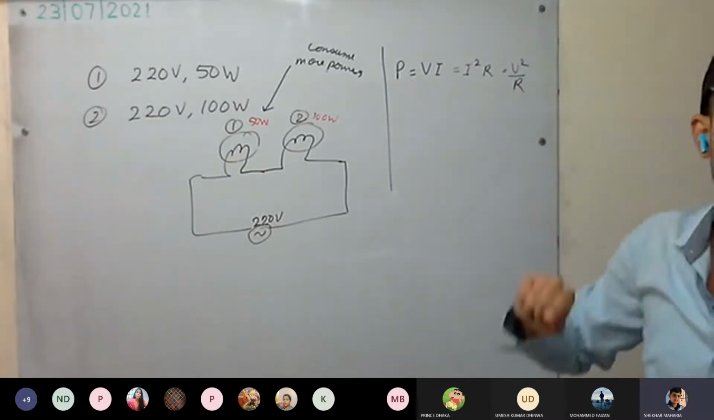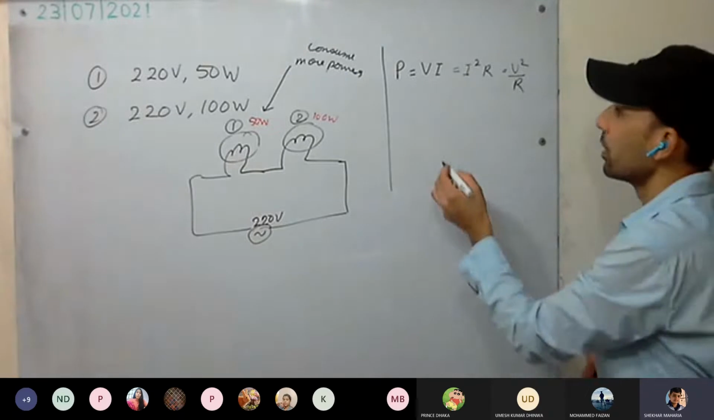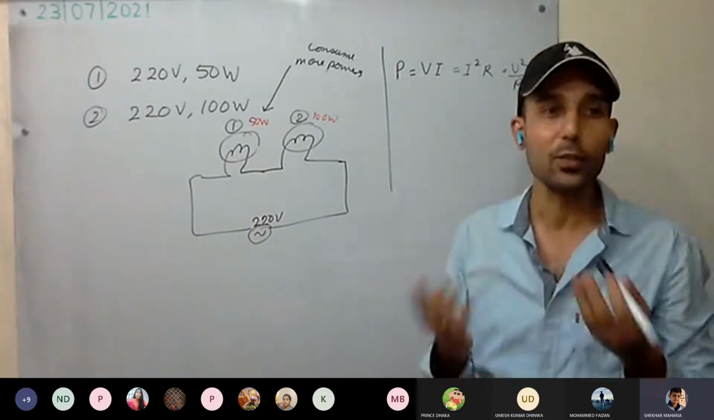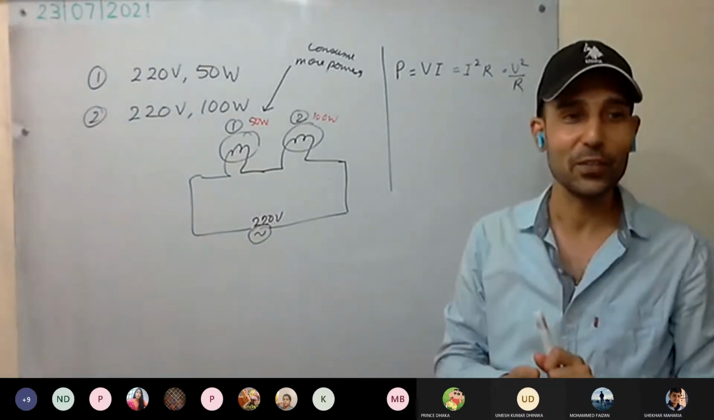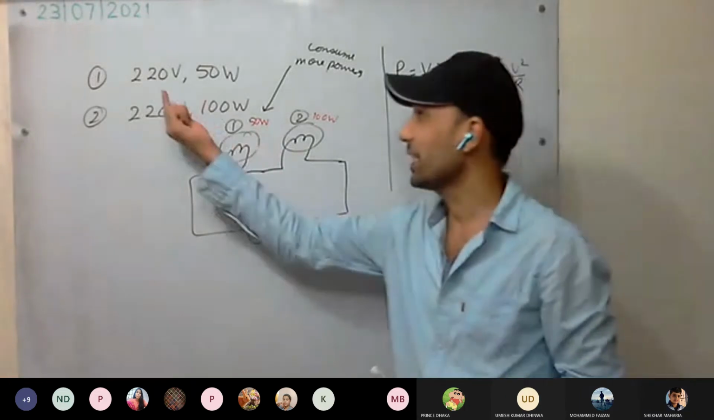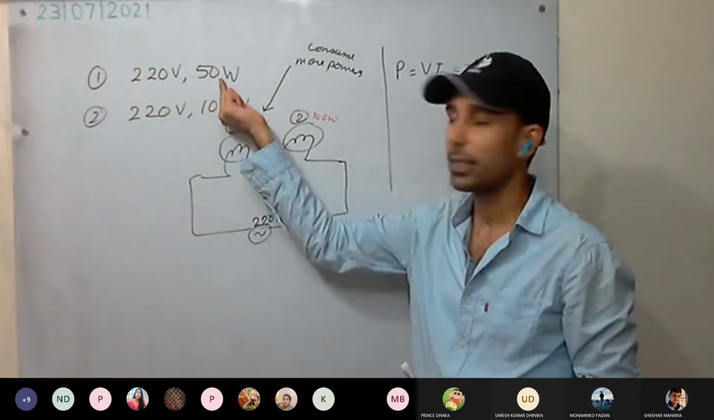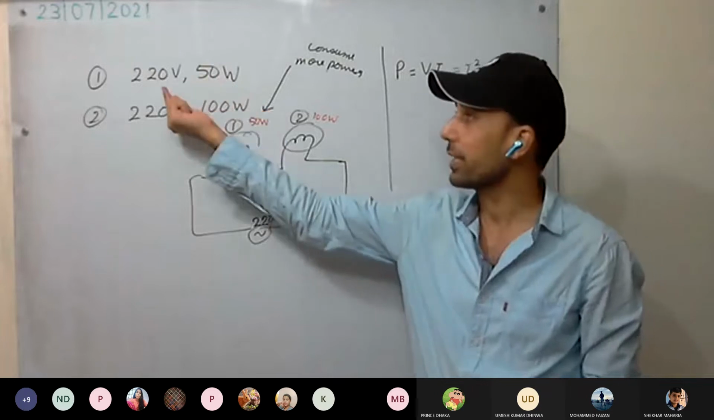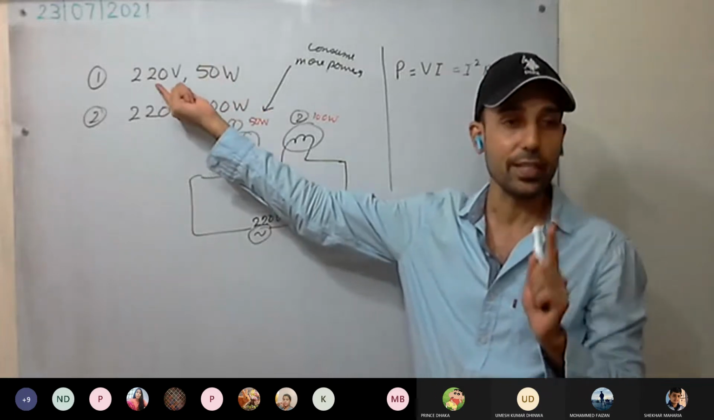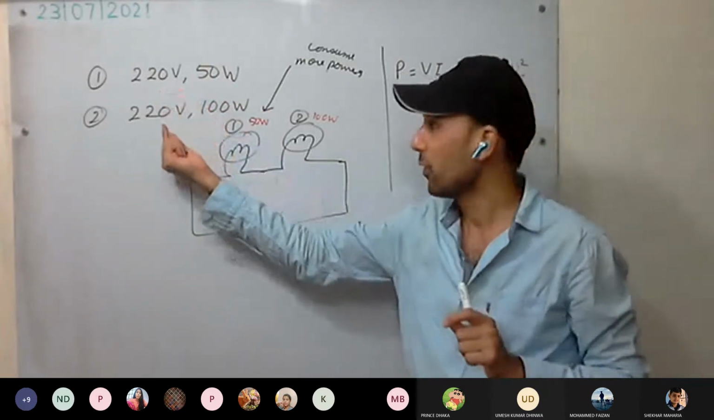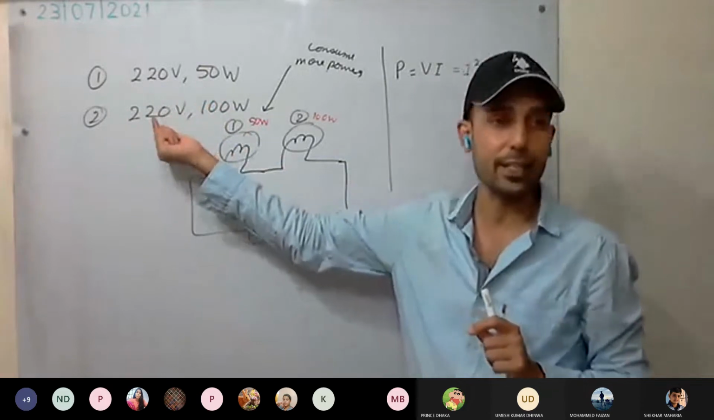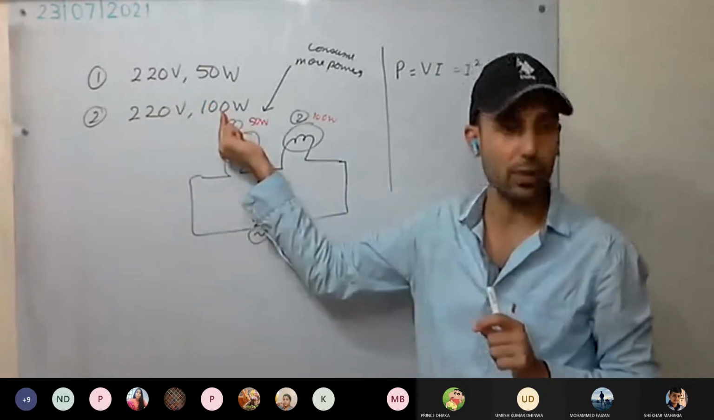Sir, one more time please explain how the 50 watt bulb consumes more power. Initially it is given that the 50 watt bulb will consume 50 watt power when connected across 220 volt. When the 100 watt bulb is connected across 220 volt, it will consume 100 watt power.